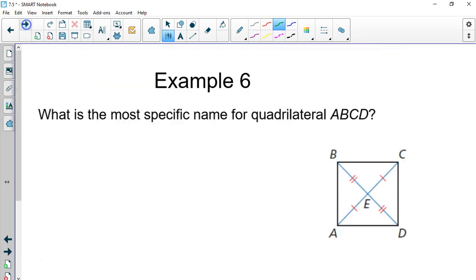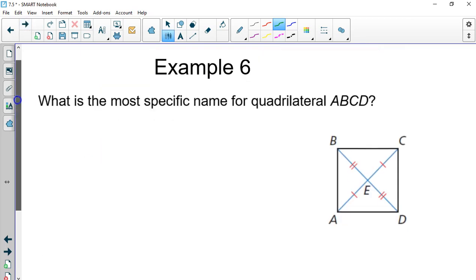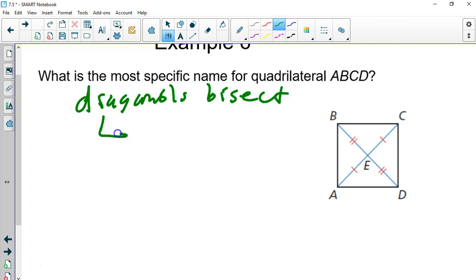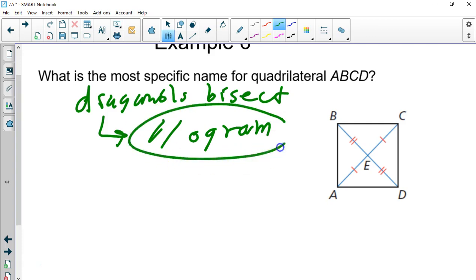And last but not least, almost done, what is the most specific name for this quadrilateral? Well, the diagonals bisect each other. So that means it is a parallelogram. But can we decide whether it's a rectangle, a rhombus, or a square? No, we cannot. We cannot be more specific because we know nothing about the angles and we know nothing about the sides. So this is the most specific name we can come up with without that extra information.